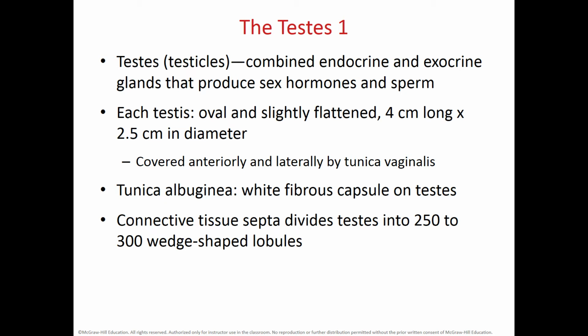They have an oval shape that is slightly flattened, and they are covered by a membrane called the tunica vaginalis. Inside the tunica vaginalis, there is another membrane, a connective tissue, called the tunica albuginea. This tunica albuginea will deepen into the testes, separating them into lobules. As it migrates into the deeper portion of the testes, it forms septa, and then you will have between 250 to 300 wedge-shaped lobules.